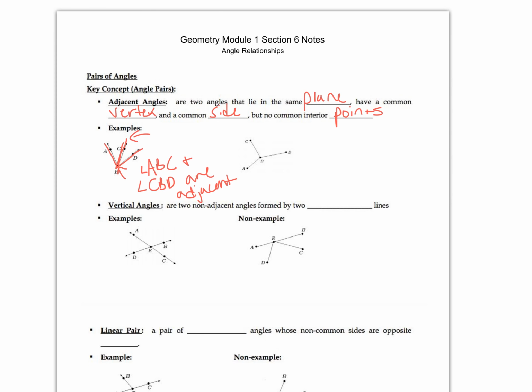Now the reason we say they don't have common interior points is because we're not trying to say angle ABD and ABC are next to each other, because they're really not. They would share a common interior area, and C would be a common interior point, and that is not what adjacent angles are. They're next to each other, they share that side, they share that vertex, but they do not share the same space, okay? So let's look at the next example.